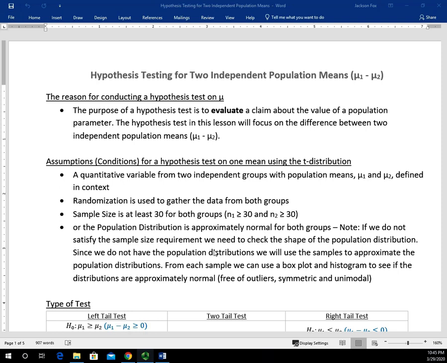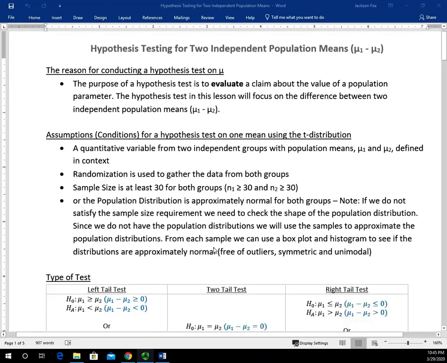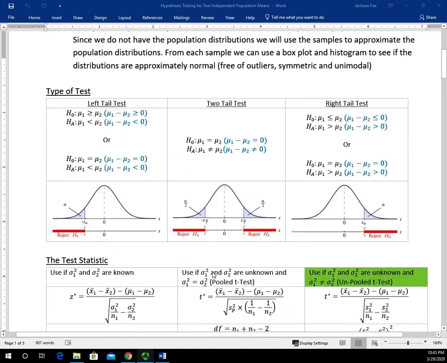So if we don't meet the sample size requirement, we would check the population distribution. And generally, we don't have the population distribution. So what we do is we take a look at the sample and see if that appears to be approximately normal. So when we talk about the test, there's three types of tests that we typically look at. We have the left tail test, the two tail test, and the right tail test.